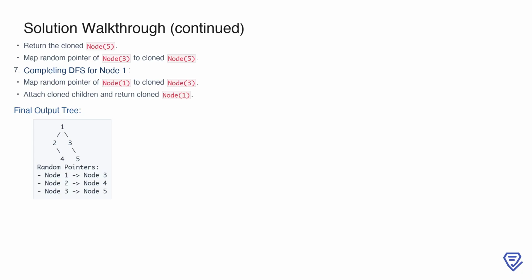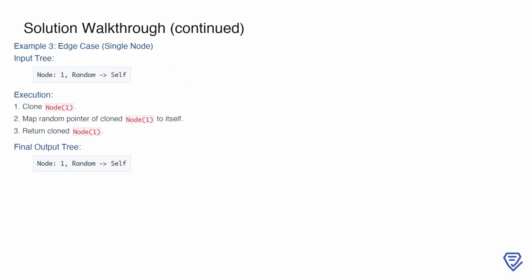The final output is an identical tree structure with random pointers preserved. Node 1's random pointer points to node 3, node 2's random pointer points to node 4, and node 3's random pointer points to node 5. This demonstrates that our algorithm effectively handles both the structural duplication and the additional complexity introduced by random pointers, producing a deep copy of the original binary tree.